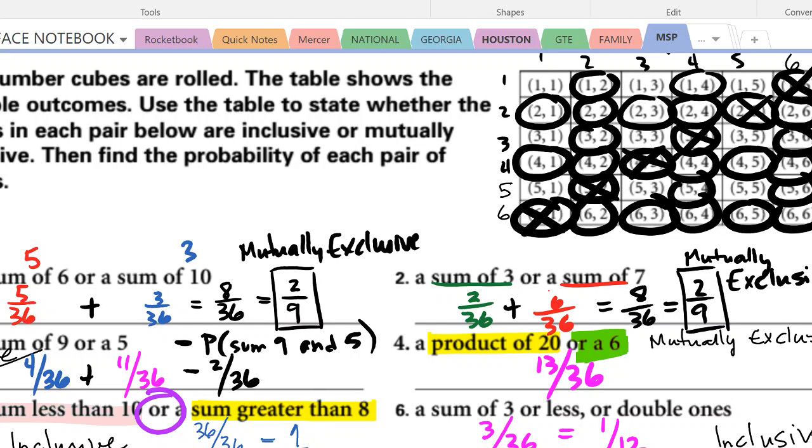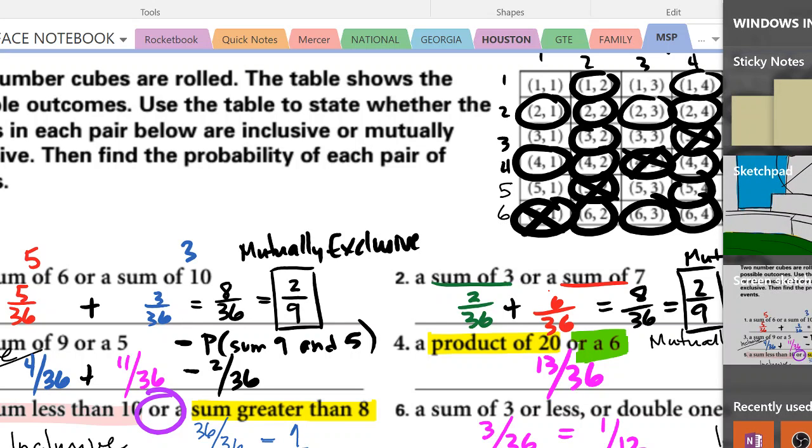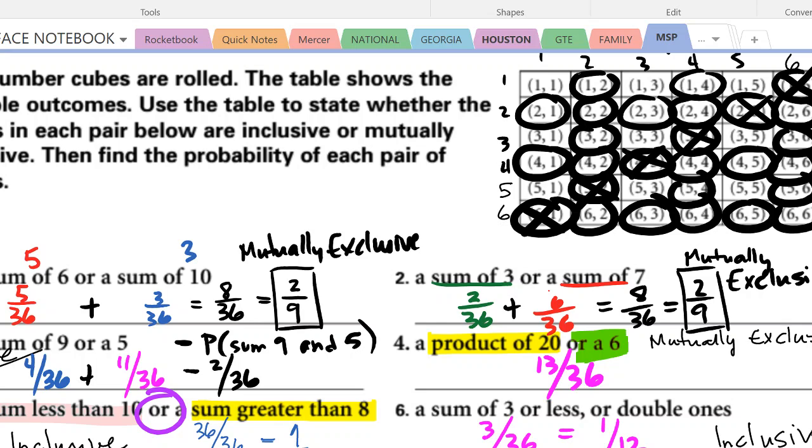Okay, and let's count the numbers now. Basically, out of 36, it's all but, it's all except 1, 2, 3, 4, 5, 6, 7, 8, 9, which means it's going to be 27 out of 36. I just subtracted, basically did 1 minus not this. Okay, so 27 out of 36 is 9 out of 12, which is the same as 3 out of 4.